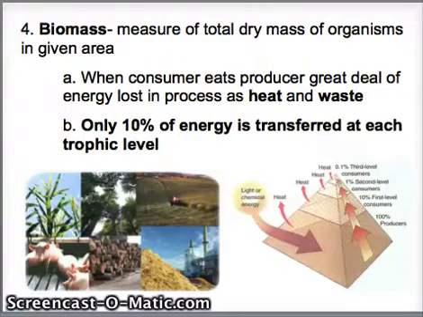Now, biomass is a measure of total dry mass of organisms in a given area. So when a consumer eats a producer, a great deal of energy is lost in the process as heat and waste. And only 10% of energy is transferred at each trophic level.